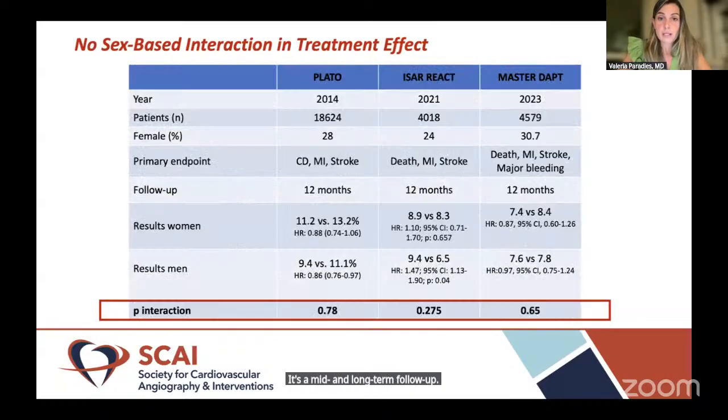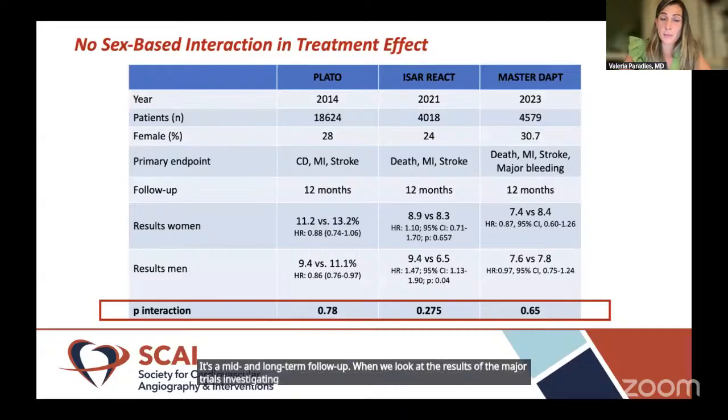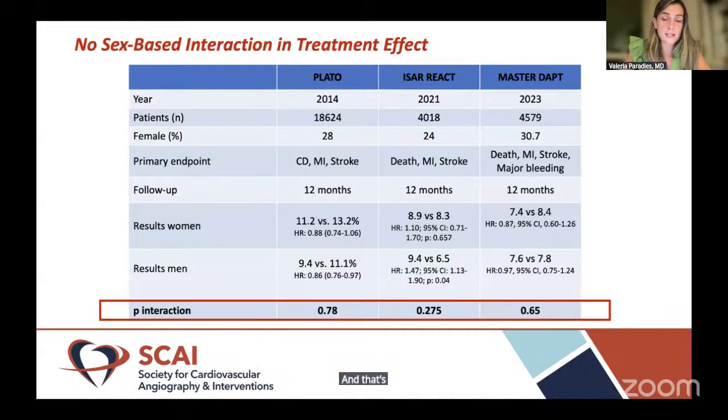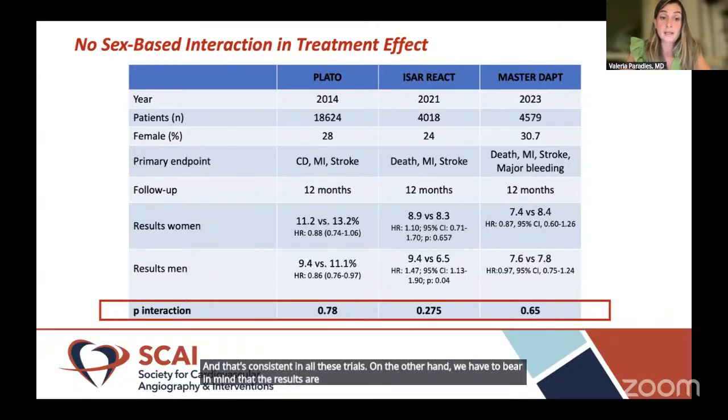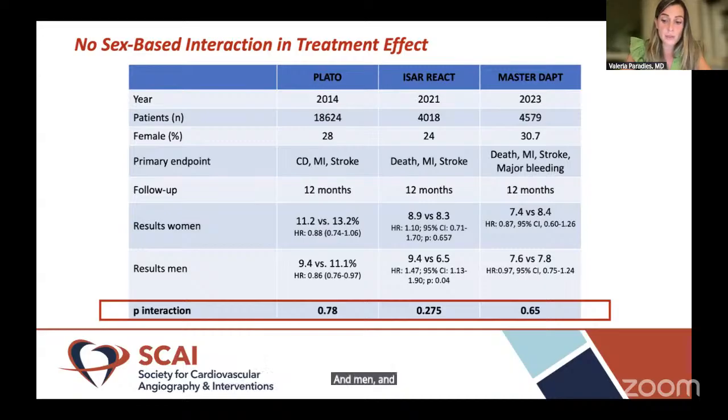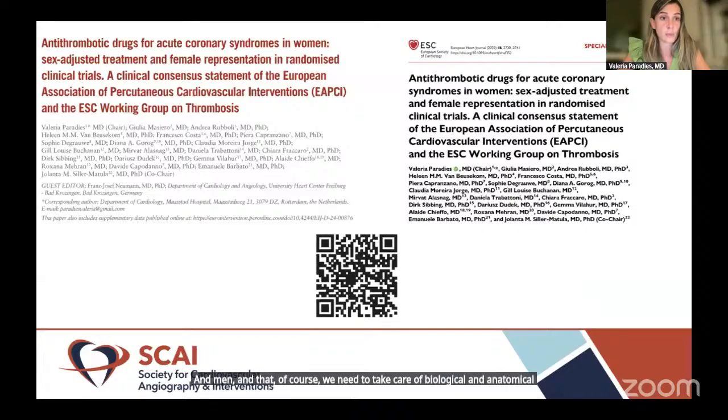When we look at the results of the major trials investigating antiplatelet therapy, we see that there's no sex-based interaction in treatment effect, and that's consistent in all these trials. On the other hand, we have to bear in mind that the results are different for women and men, and that, of course, we need to take care of the biological and anatomical differences in women.